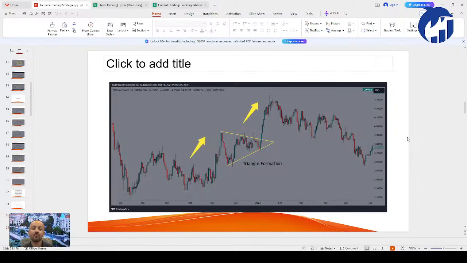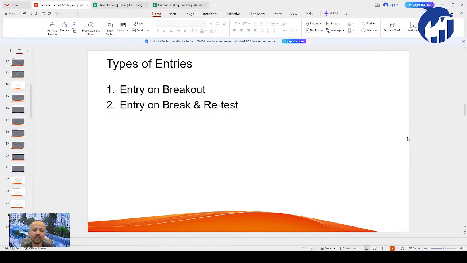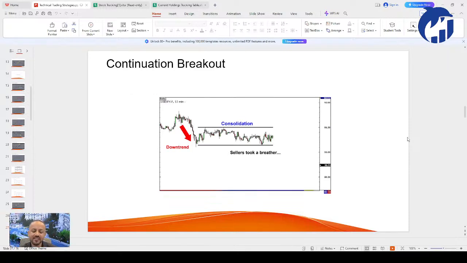This is an example of a bullish formation, right? As you can see, a bullish continuation pattern. Price was bullish, it consolidated or went sideways for some time, and then it continued its direction. Now there are types of entries, similar to the bullish continuation patterns and reversal patterns.